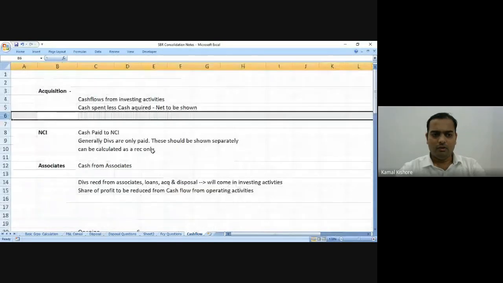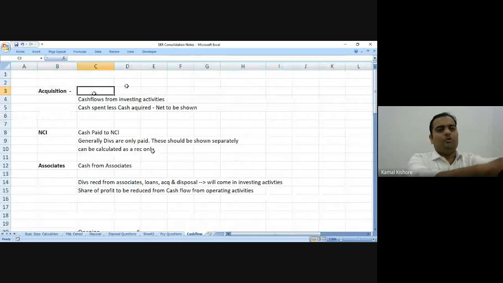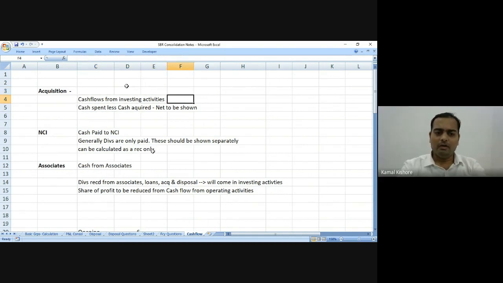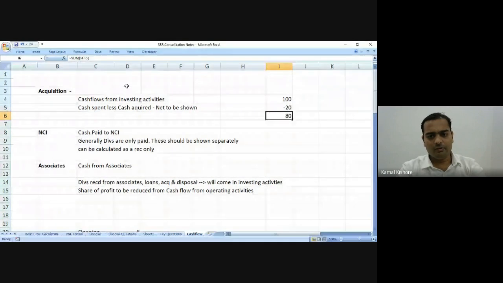One is what happens in a consolidation. You are acquiring one company by paying cash. If it is an issue of shares, then there is no problem. But if you are paying cash as consideration, then it goes under cash flow from investing activities. You are buying another company, paying cash of, let's say, 100, and that other company will have a cash balance. When you consolidate, that cash balance will come in. So net you have spent only 80.